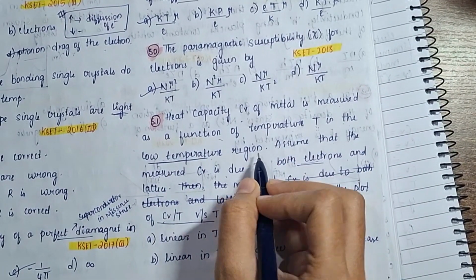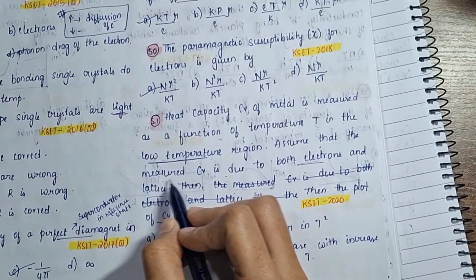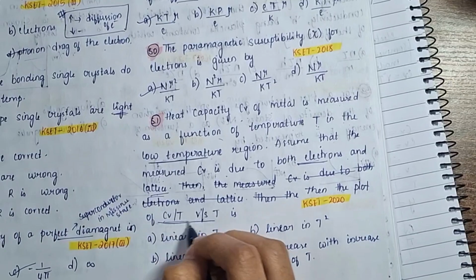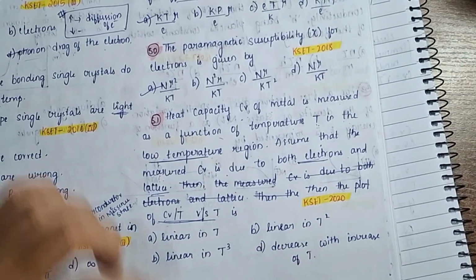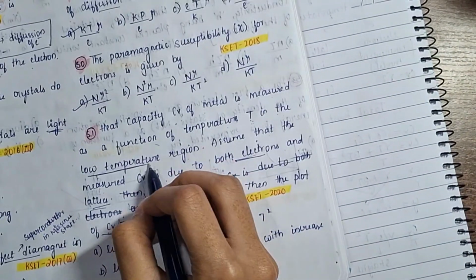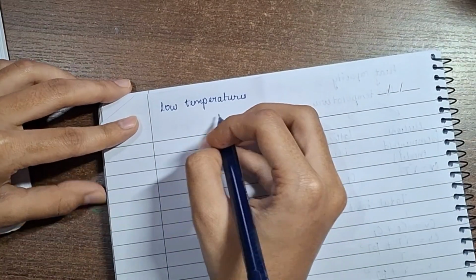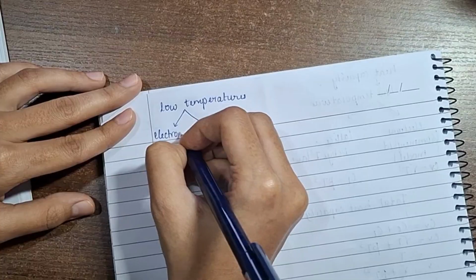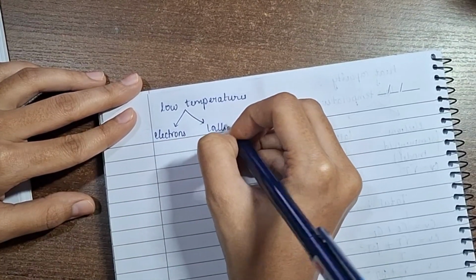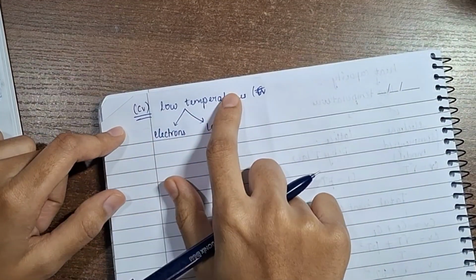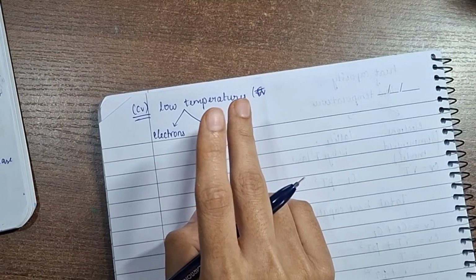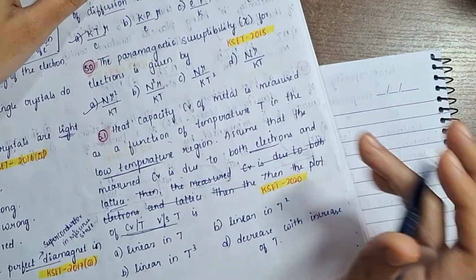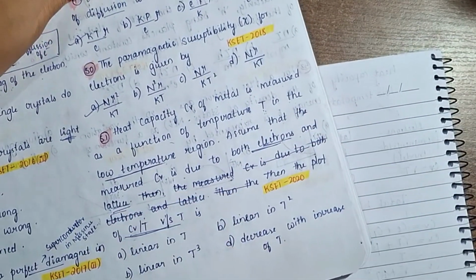Heat capacity Cv of the metal is measured as a function of temperature T in the low temperature region. Assume that the measured Cv is due to both electrons and the lattice. Then the plot Cv by T versus T is. See, they have asked for low temperature. Specific heat at low temperatures has two contributions, one from the electrons and one from the lattice. They have asked for both.